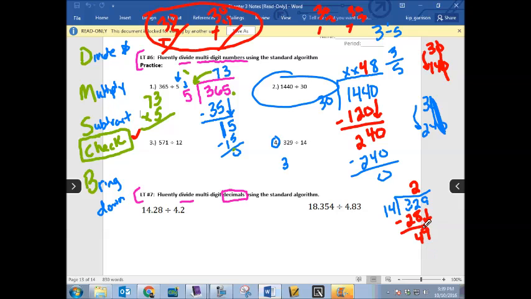Okay, now we bring down the 9. 14 goes into 49. Again, it's really close to 10, that's really close to 50. You can try 5. Okay, and try 14 times 5, 14 times 4. Okay, it's going to be 4 on this one. Okay, and that's going to be, or no, it's not.